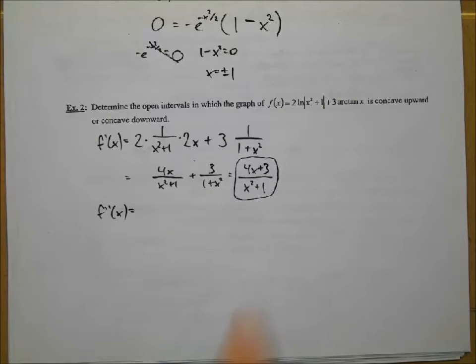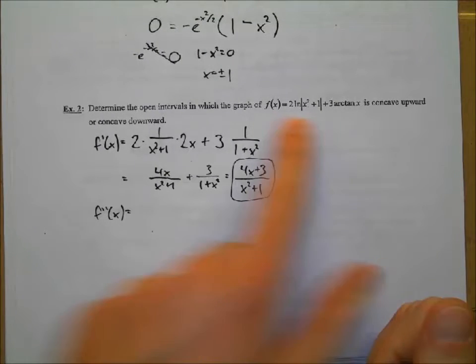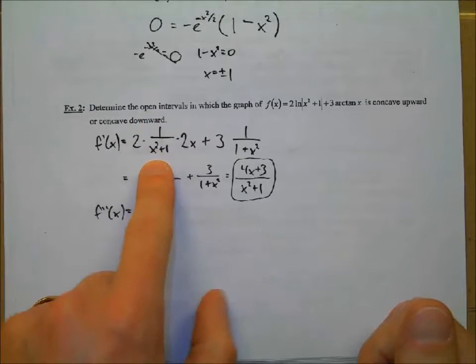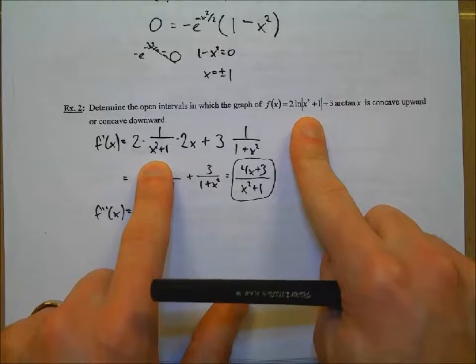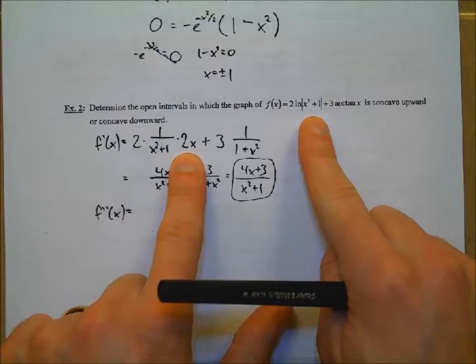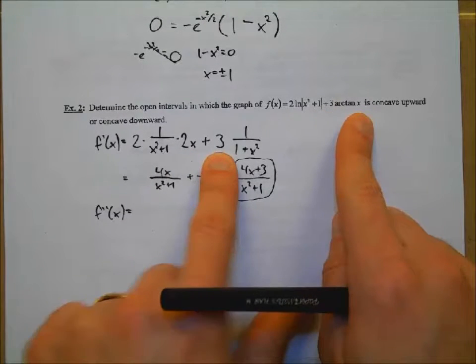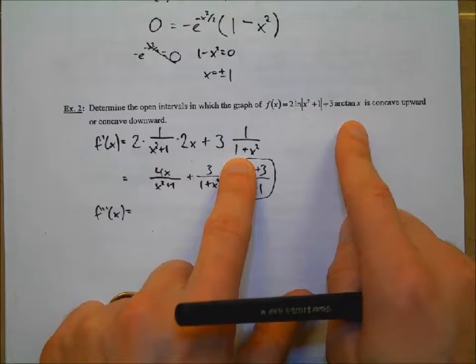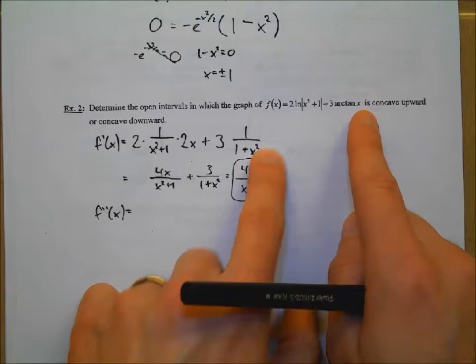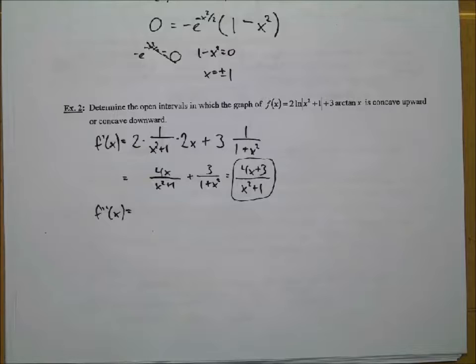Okay, so 2 times the natural log is equal to 2 times 1 over that something that's inside the natural log times the derivative of what's inside that natural log. Okay, 2x. Plus, derivative of 3 arctan is 3 times 1 over 1 plus x squared, times the derivative of x, which is just 1. All right, so we end up with a really nice common denominator there. And they go together. Okay.